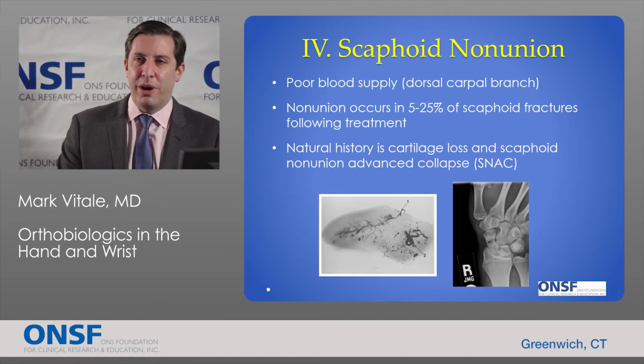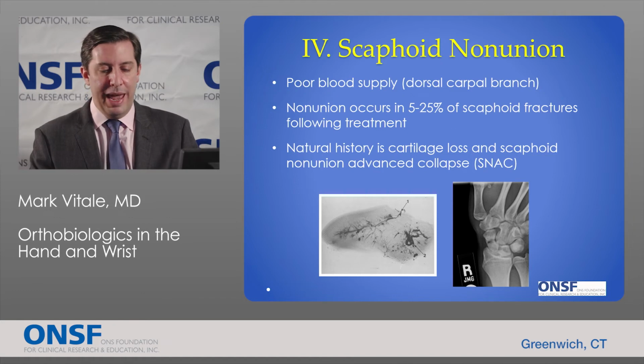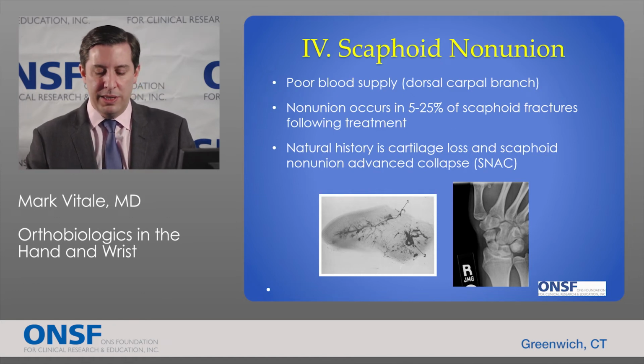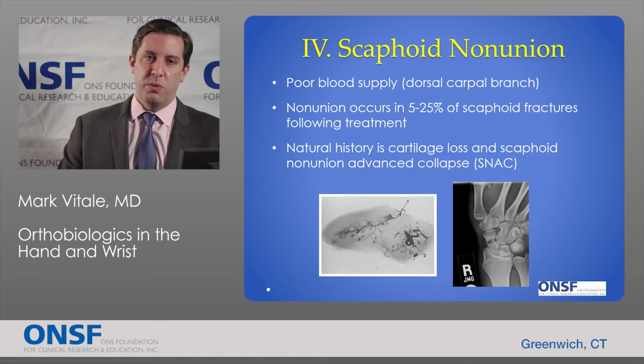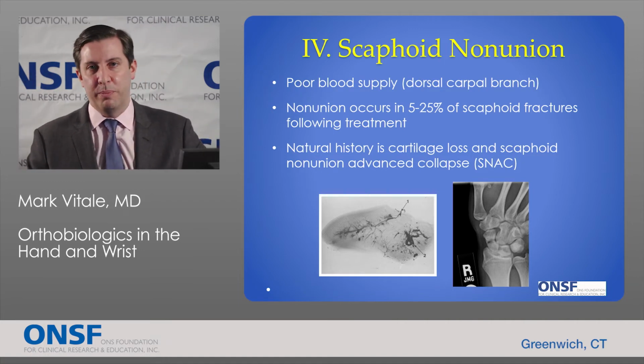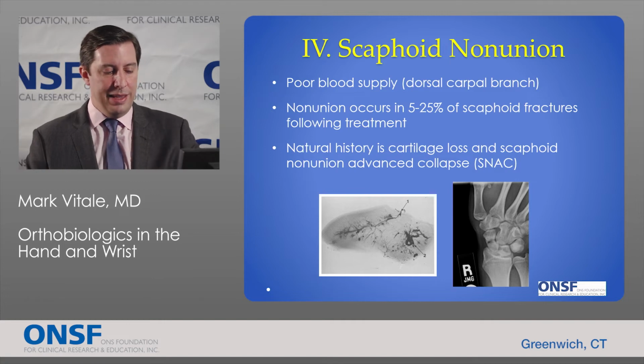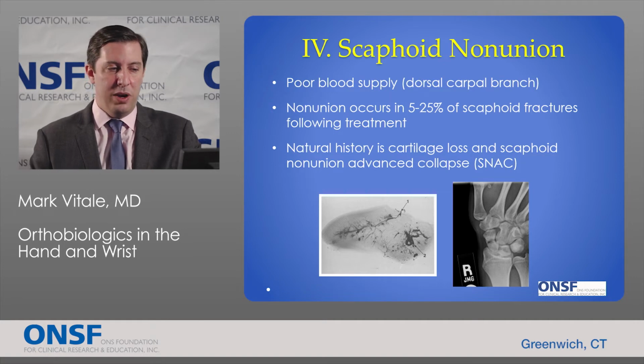So how about another problem in our field of hand and wrist surgery, scaphoid fracture nonunions. So the scaphoid bone is one of the small bones in the wrist that unfortunately has a poor blood supply, and when it is fractured, it has a high rate of nonunion. Nonunion occurs in 5 to 25% of scaphoid fractures, and the natural history results in arthritis, collapse, and eventually something called scaphoid nonunion advanced collapse, or a SNAC wrist, which can be a debilitating condition.